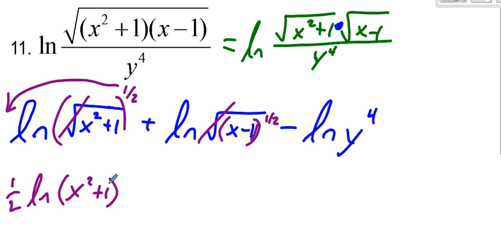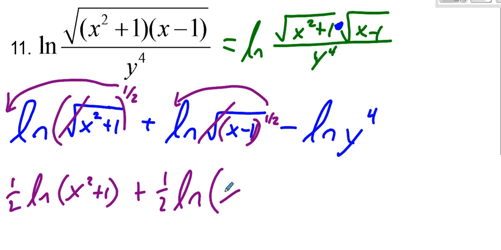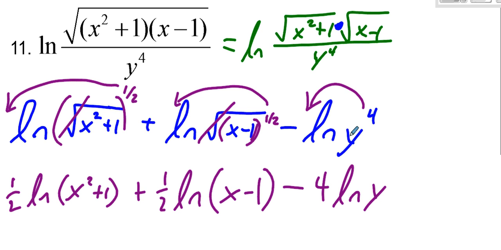There's no multiplication or division going on here, so we cannot split that anymore. 1/2 to the front. No multiplication or division going on there either, so that part's done. Move the exponent to the front. And it's just the y, no multiplication or division, so you're done there too.